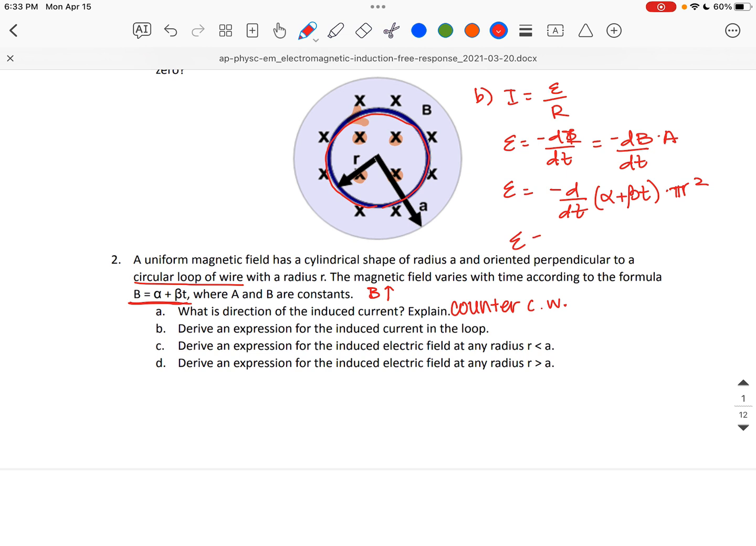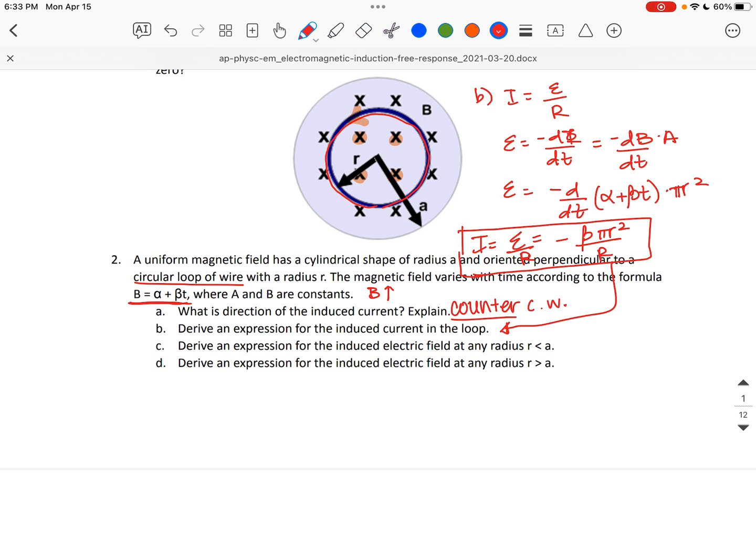And so when I take the derivative, I get negative beta pi r squared. Current is obviously, I'm going to add that here, EMF over R. So if I put this over R, I get the answer for current. And in this scenario, you can take the absolute value of it and just call it magnitude of beta pi r squared over R. And then we talked about how the direction is counterclockwise, so that's where the negative comes from. So that is our equation for part B, or answer for part B.